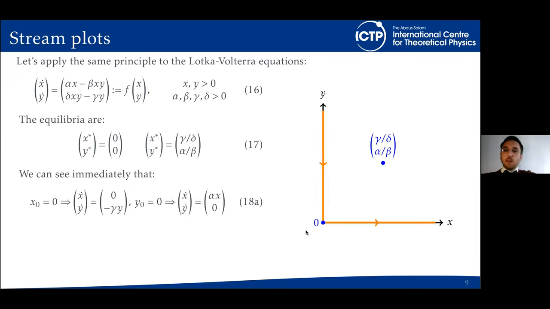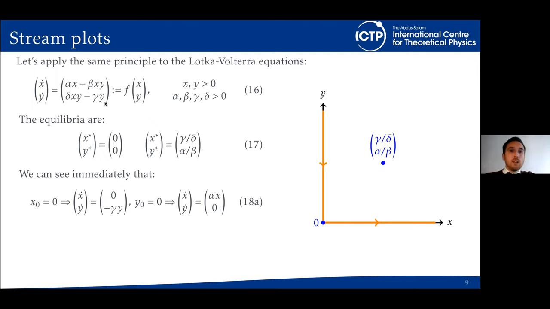And again, notice that it would be enough for us to guess that the origin here is an unstable equilibrium, because you see that along this direction, we have solutions that actually go away from the equilibrium. So by definition, this equilibrium here would be unstable. So let's try to see what happens in the rest of the state space.